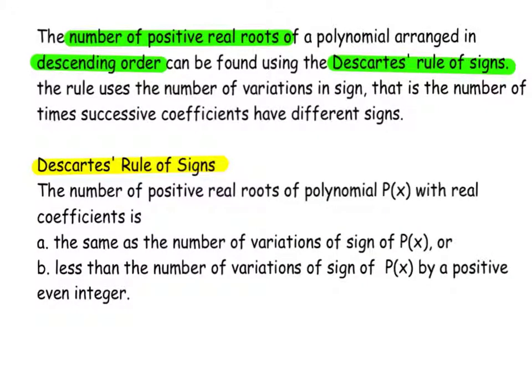And now we are going to talk about Descartes' rule of signs. The number of positive real roots of a polynomial arranged in descending order can be found by using Descartes' rule of signs. The rule uses the number of variations in sign, that is, the number of times successive coefficients have different signs. Descartes' rule of signs: the number of positive real roots of a polynomial p of x with real coefficients is the same as the number of variations of sign of p of x, or less than the number of variations of sign of p of x by a positive even integer.